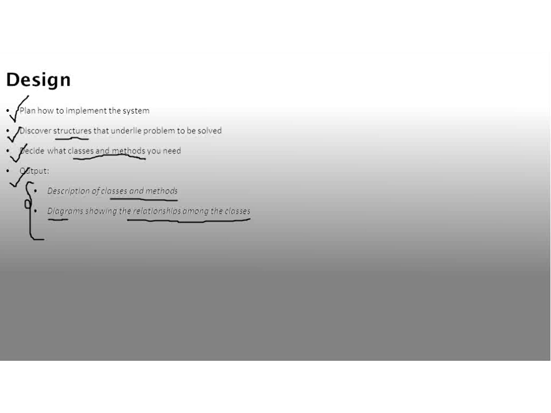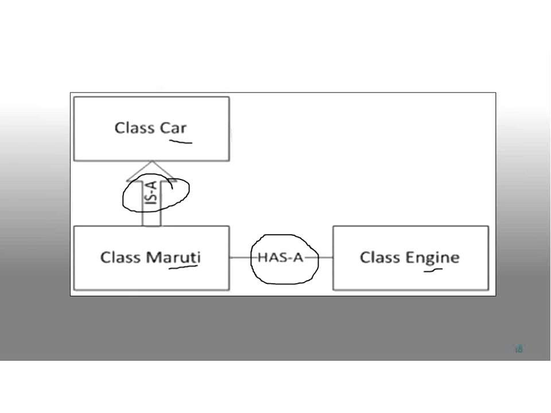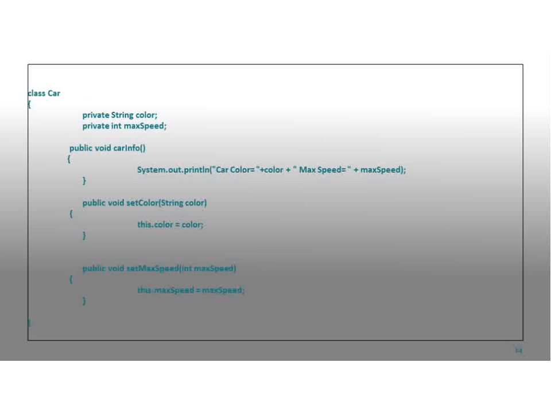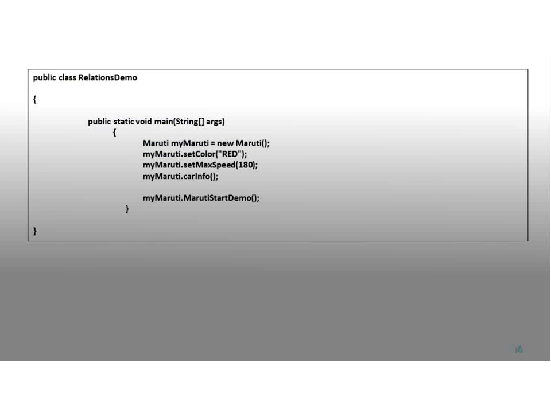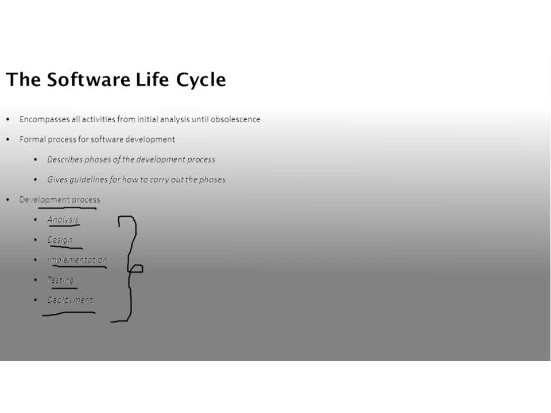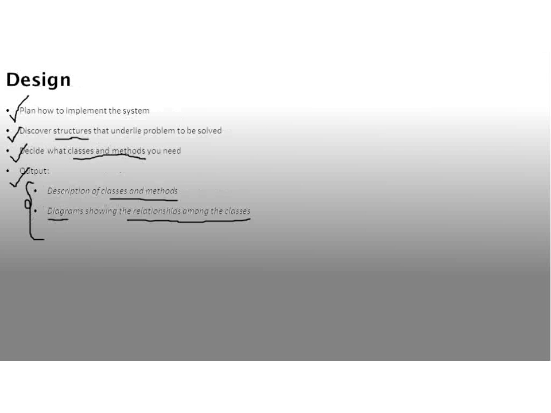So you know how to represent relationships. We have seen that in the previous diagram, that in order to show relationships, we have these symbols. So in your software, if you have an inheritance relationship, you have to use this symbol. For an interface relationship, you have to use this symbol. So you have to deliver a report which will specify the classes and methods, and also the diagrams which show the relationship among classes. Is it clear?